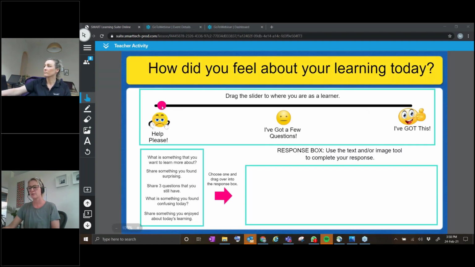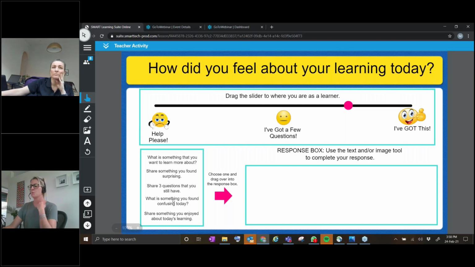So I hit here. So you have a look here. Obviously, it doesn't have to be exactly where you're feeling, but have a go, and then drag across here. Perhaps, what is something that you want to learn more about, or share 3 questions that you still have. It's a really nice way for teachers to be tapping into where my students are at, and it's not just my assessment. I might think that Julie's been doing really well in the back there because she's just getting on with her work and keeping to herself. But I actually have found out through this reflection that she hasn't got it, and she actually needs some help today because she's still a little bit confused about the task.